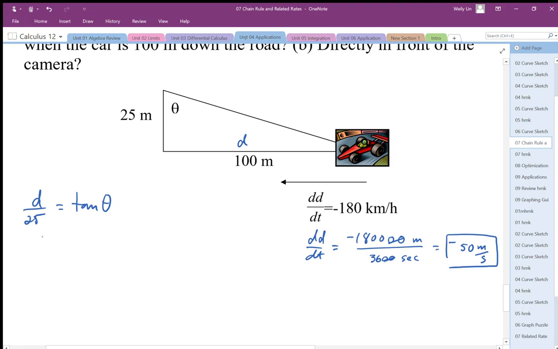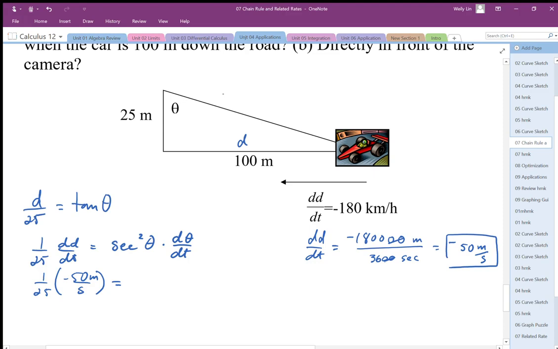I'm going to differentiate this. I'm going to end up with 1 over 25 times dd over dt, which we know the derivative of secant is secant squared times, again, theta changes with time, so we're going to treat that as an embedded function. Plugging all the parts in, I get 1 over 25, negative 50 meters per second, and secant squared theta. Well, I can figure out theta and figure out secant, but I have all the parts here, so I might as well just use secant as hypotenuse over adjacent. So I'm just going to calculate that.